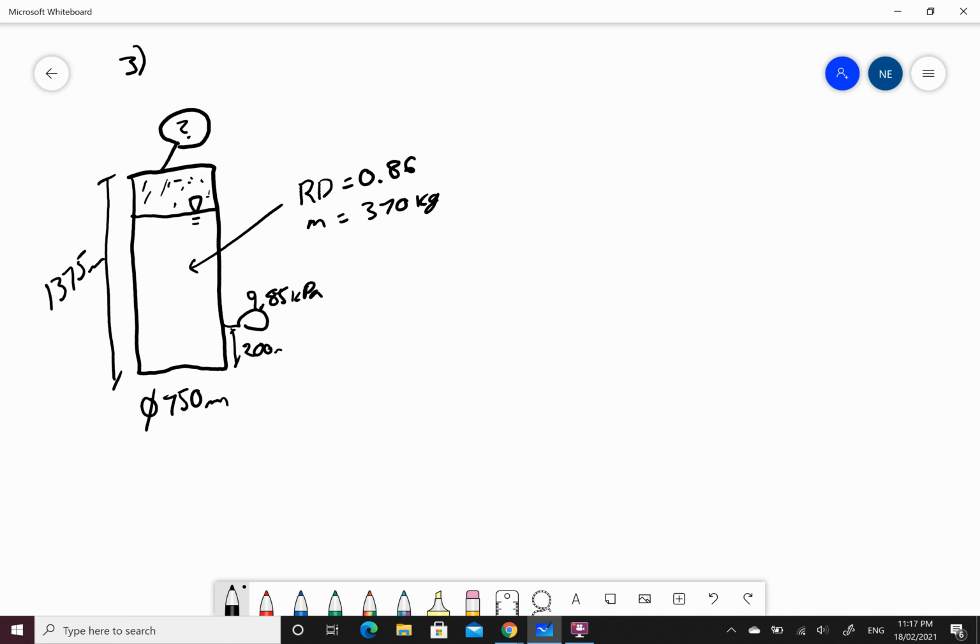Now let's try to work this out. So, what do I know? Well, I know that rho is equal to m on v. Therefore, mass is equal to rho times the volume.